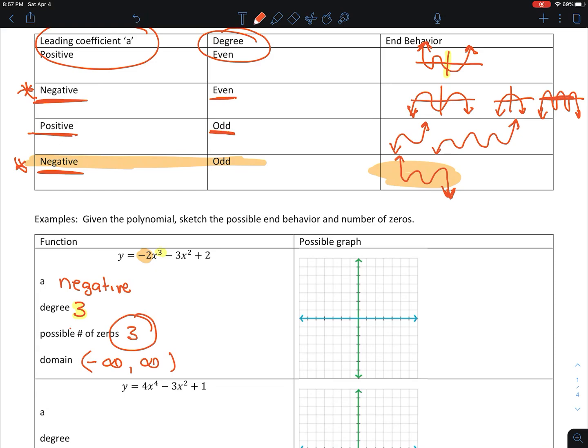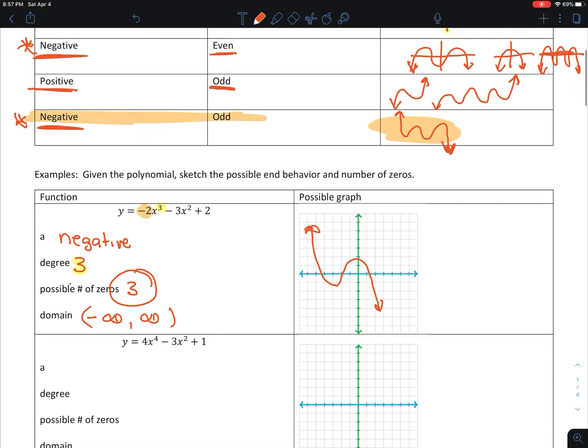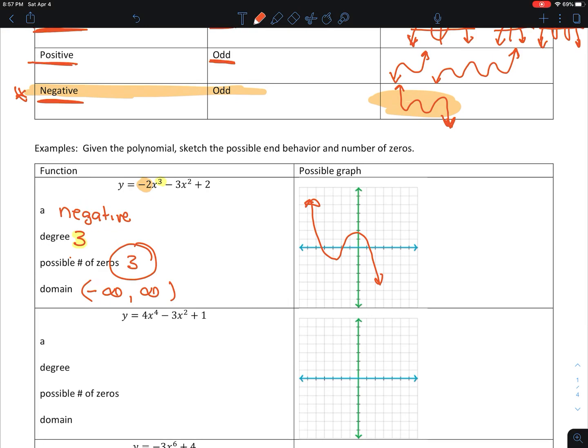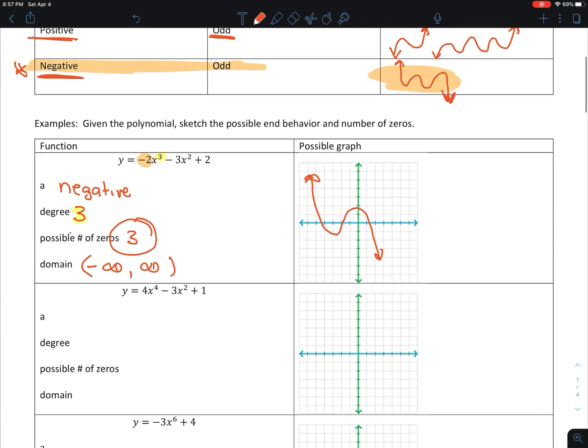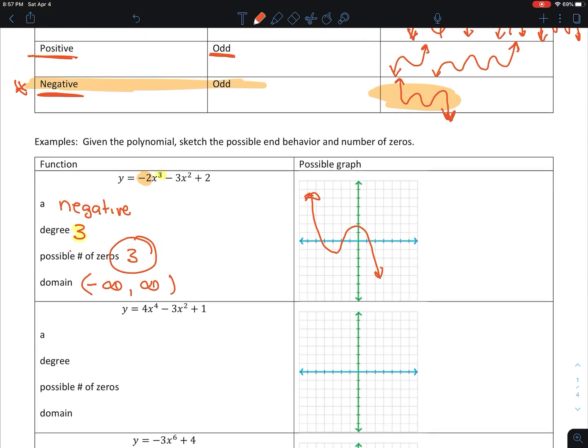So we're going to start, it's negative and odd, so we're going to start at the top. And we come down, and it's going to cross 3 times. So I've already crossed once, twice, and somewhere in there I've got to go back down. So that is a possible graph. We don't know where it crosses the x-axis because it's not in factored form. We don't know when it turns, but that is a possible graph for that polynomial.